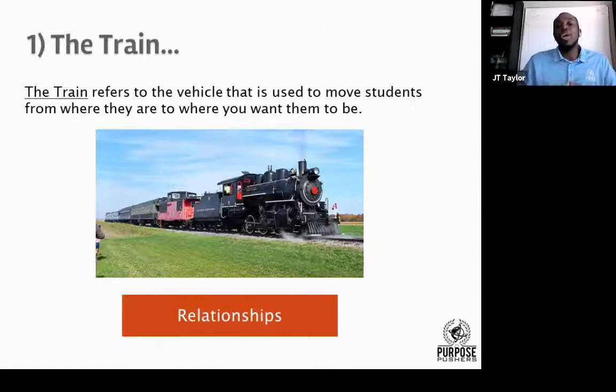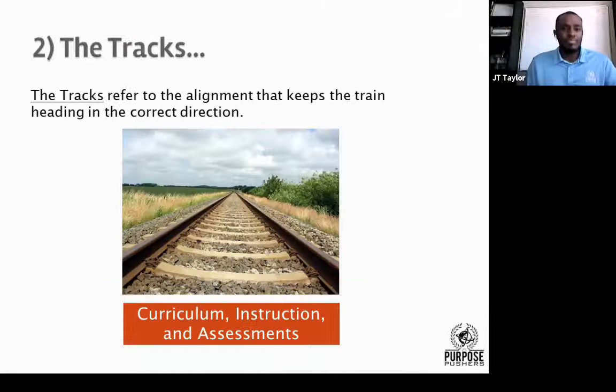The number 1 component I want to talk about is the train. See, the train refers simply to the vehicle that is used to move students from where they are currently to where we would have them to be. This means, how are you going to move students academically from where they are right now to where you would have them to be? How are you going to get them from point A to point B? You're going to need the train. The train is how we move students, and the train is an analogy for relationships. If there is no train, or if there are no relationships, there will be very little movement.